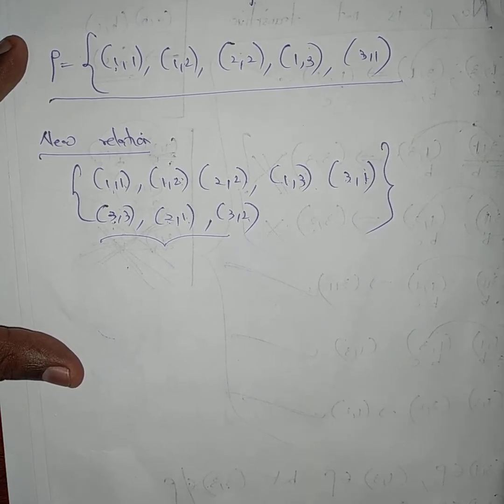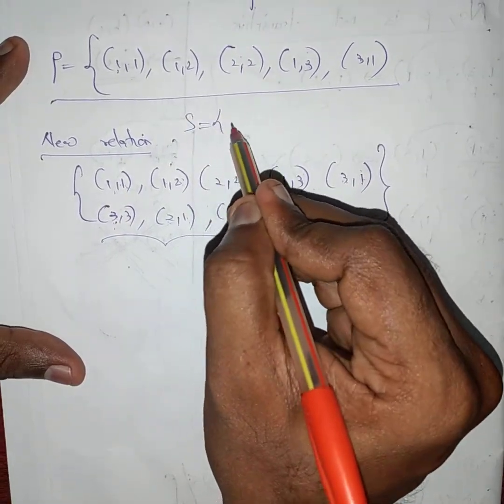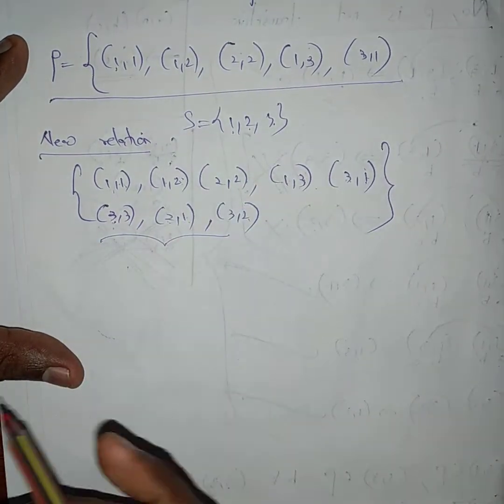I will tell once again, listen carefully. For reflexive, the set is 1, 2, 3, so we need 1, 1, 2, 2, 3, 3. Yes, they are present here. Next goes the second subdivision.